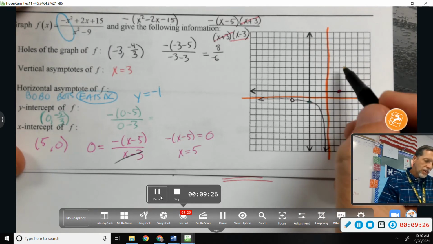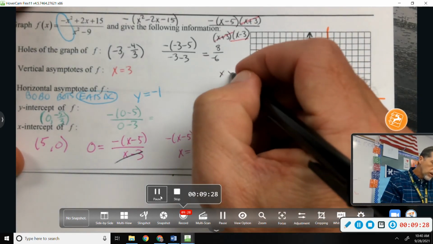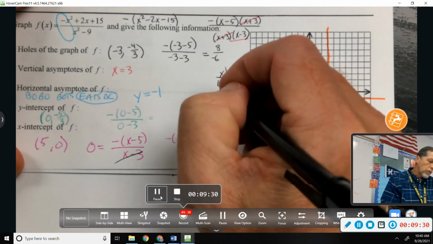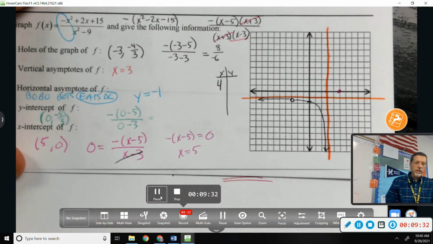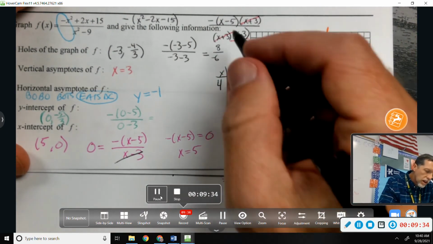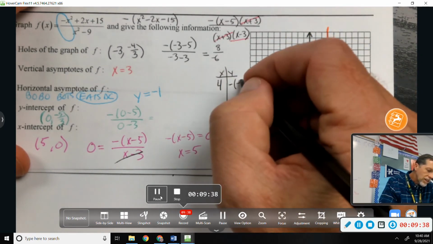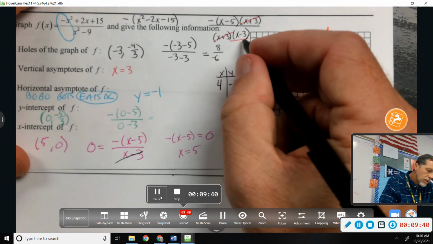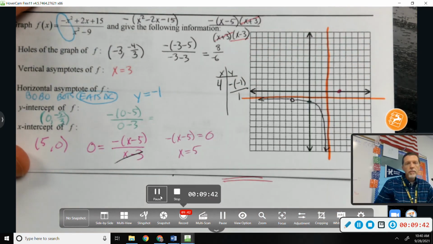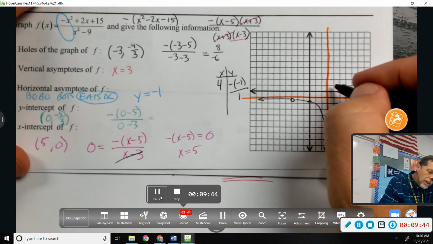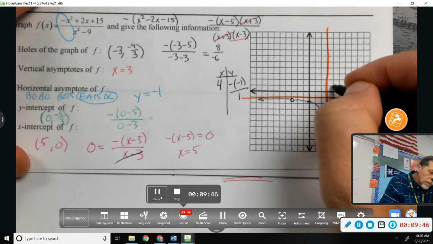I guess if you wanted to check x equals 4. I will, just so we remember how to check an extra point if we want one. It would be -4 minus 5 is -1, over 4 minus 3 is 1. Well, that turned out okay. So 4, 1 is a point.